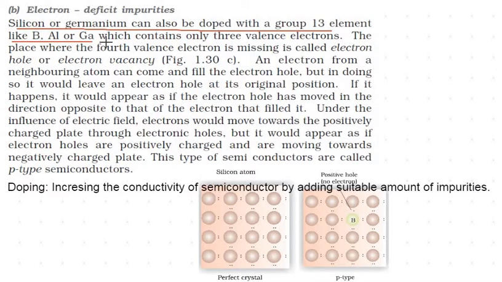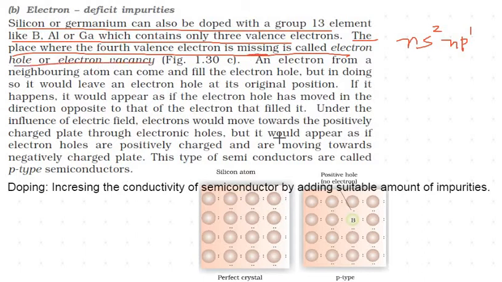Like boron, aluminium and gallium, which contain only 3 electrons, because the electronic configuration is ns2 np1. So the total electrons, 2 plus 1, becomes 3. So the place where the fourth electron should be is actually missing, and a hole or electron vacancy is created.